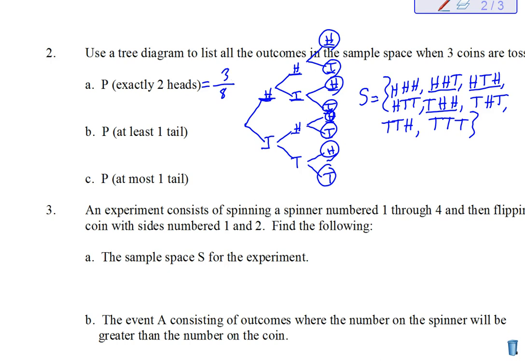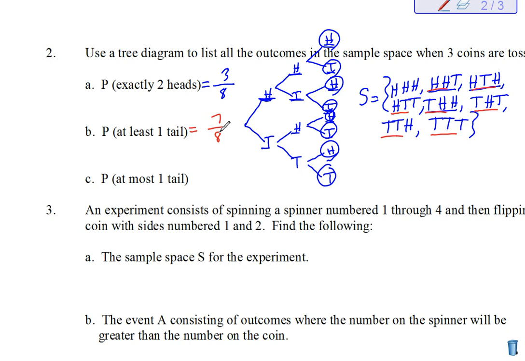At least means 1 or more tails. Well, that has at least 1, that has at least 1, that has at least 1, that has at least 1, so does this, so does this, so does this. At least 1 means 1 tail or more. That occurs 7 out of 8 outcomes, so its probability is 7/8.